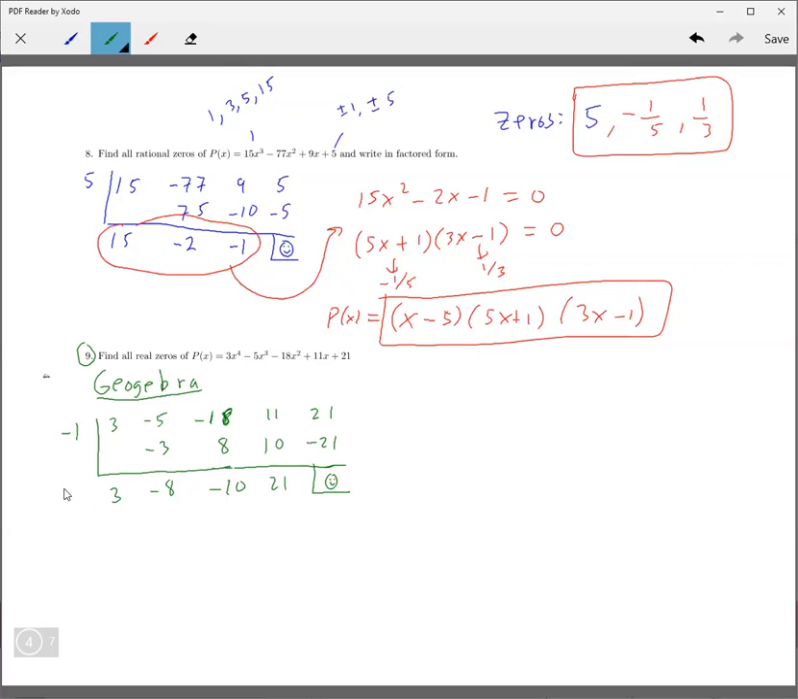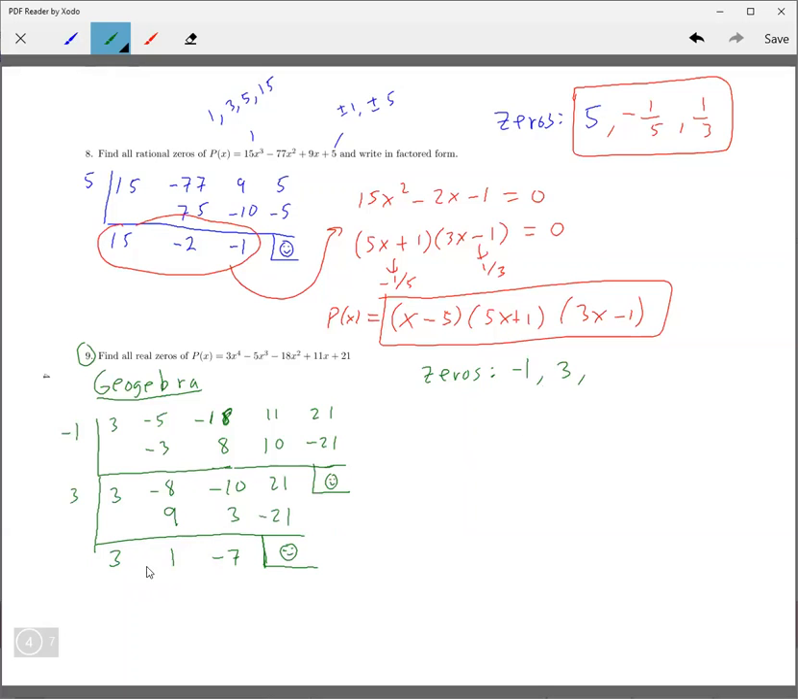Yay! Okay, so let me keep track of the zeros here. We determined that -1 was a 0. We also determined that 3 was a 0 from the graph, so put 3 there. Then bring the 3 down, multiply, that's 9. Adding those, you get 1. 3 times 1 is 3. -10 plus 3, it's -7. 3 times -7 is -21, and that adds up to 0. So that's good too. So far we have -1 and 3 as zeros.